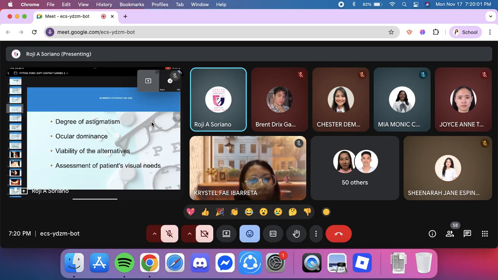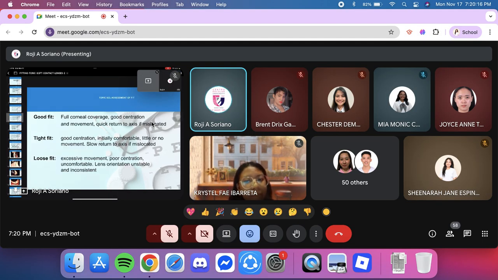All right. Now, we have the criteria for use. Degree of astigmatism, of course. Ocular dominance. Viability of the alternatives. Assessment of the patient's visual needs. Toric assessment, which you have done, correct?